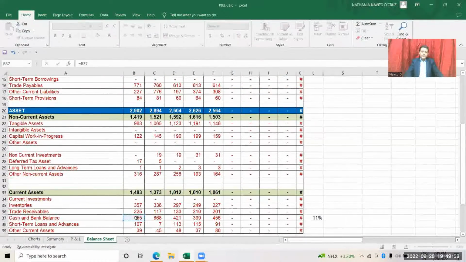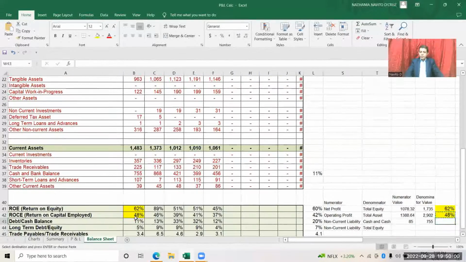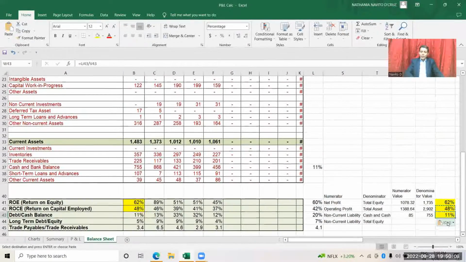Cash balance is here, the same percentage. So if you see here, the debt is not much, so we can immediately pay back its debt from the cash balance whatever it has. So fantastic. This is not a ratio commonly used, but however I use it for my own analysis.